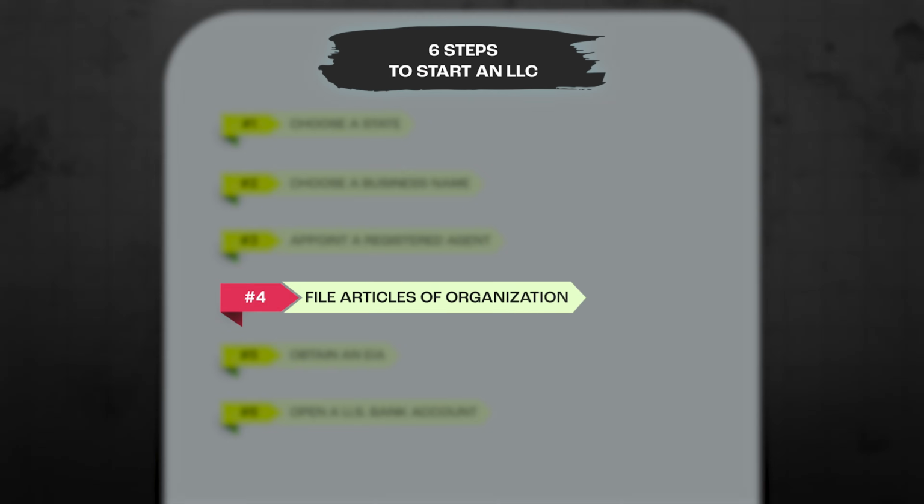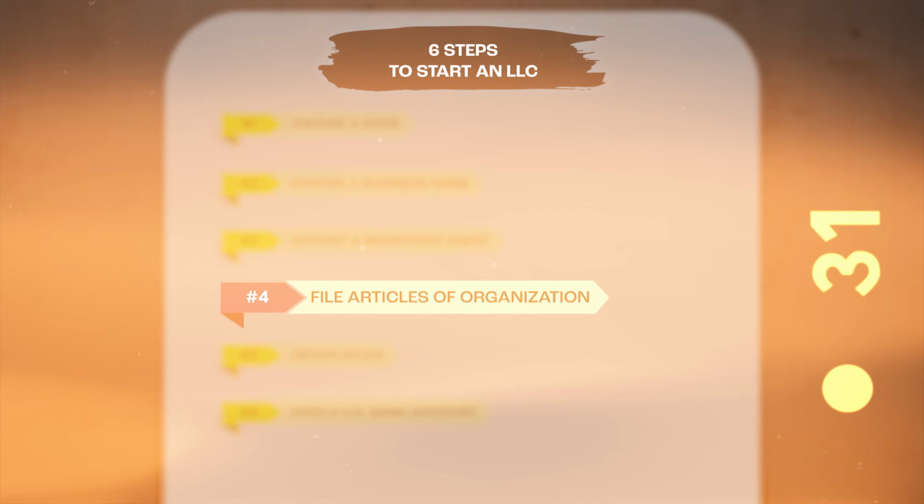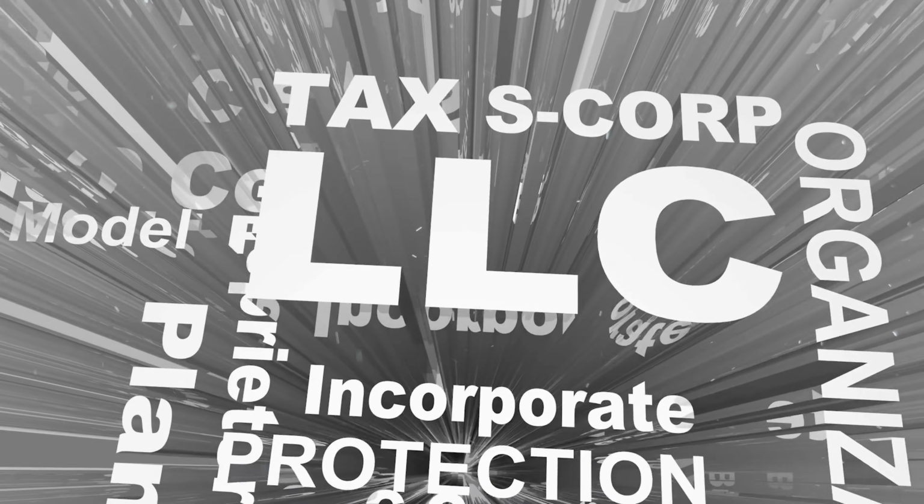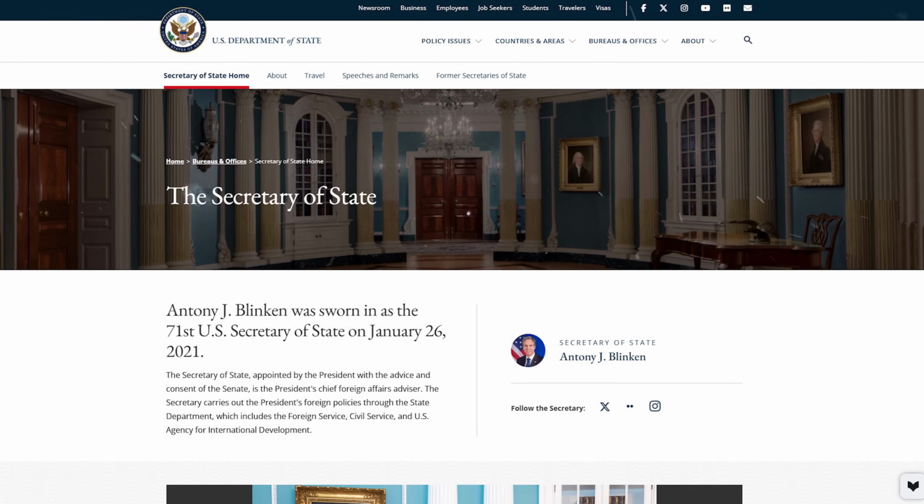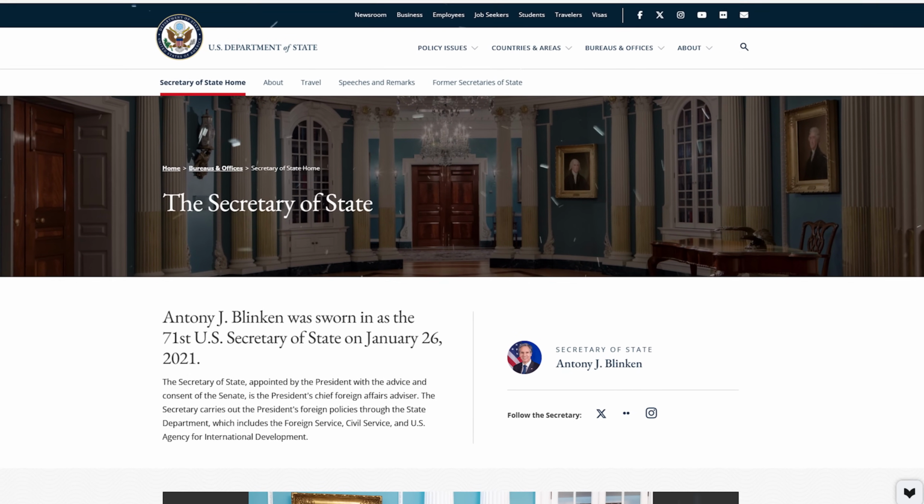And the next step is to file your articles of organization. In some states, this has a different name, but usually it has articles in it. The fee to file this varies from $20 up to a couple of $100. Now, your LLC isn't truly formed until you file these articles of organization with your state. So check with your state's Secretary of State website for more information on this.